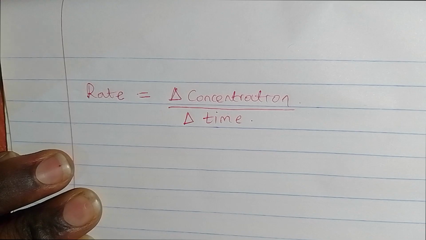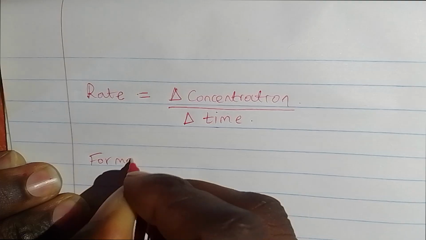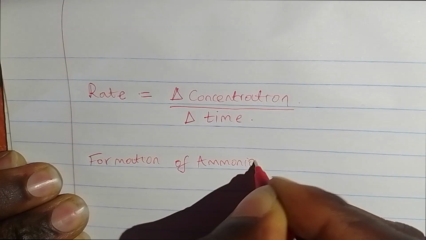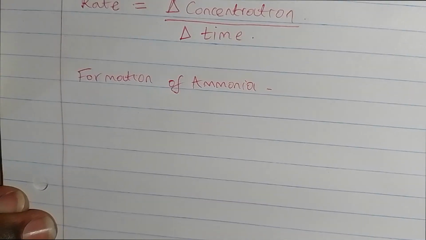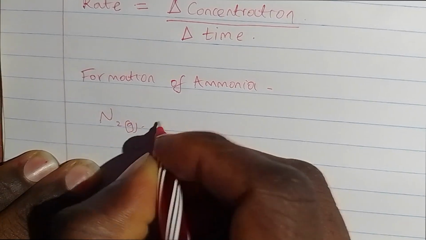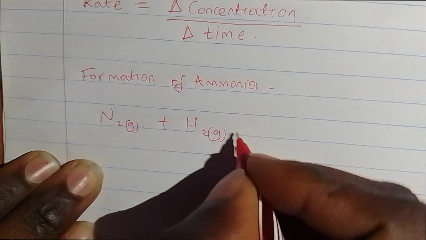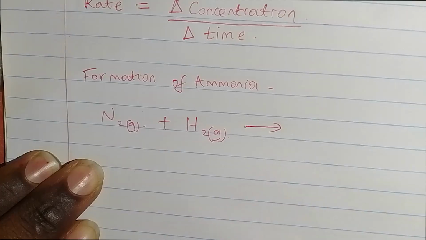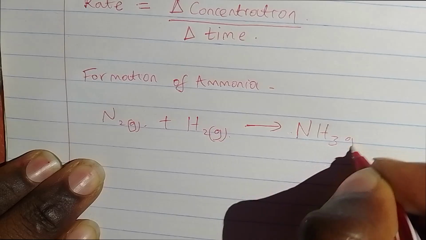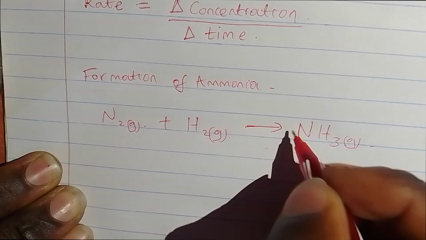Let's say the formation of ammonia in the Haber process. So ammonia is formed from nitrogen gas and hydrogen gas, which give us ammonia gas. Now, from these, you first balance the equation. Place a 2 here and a 3 here.